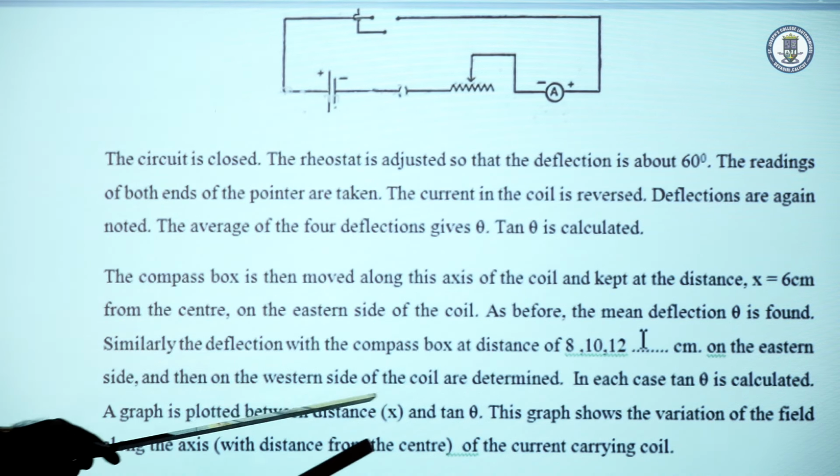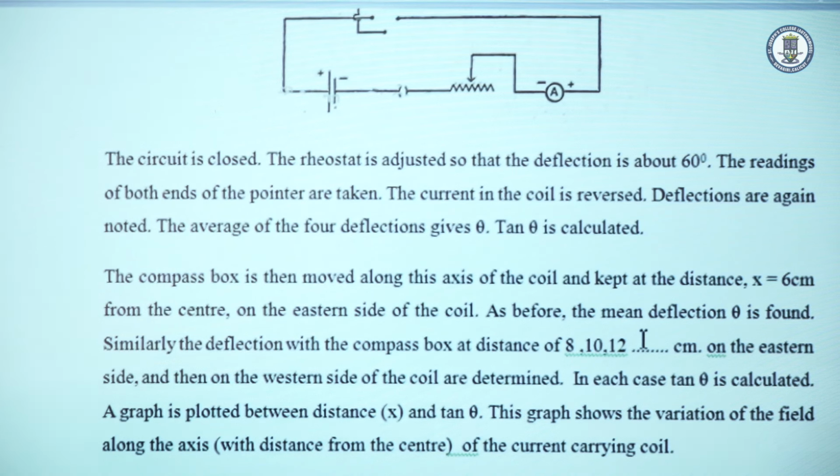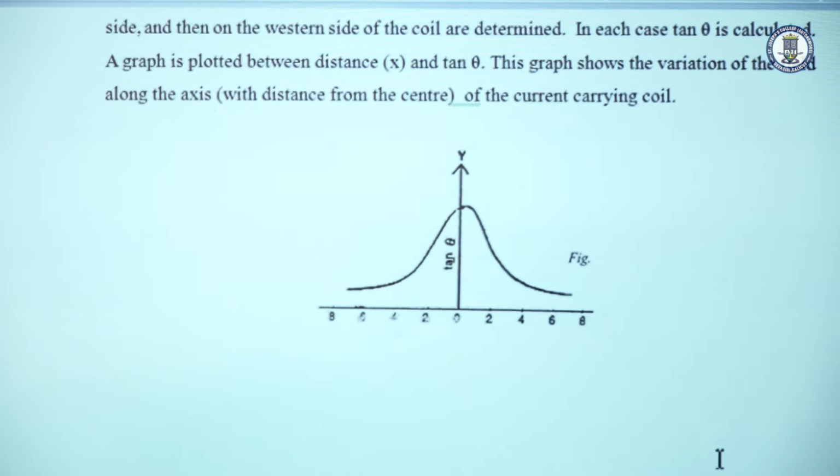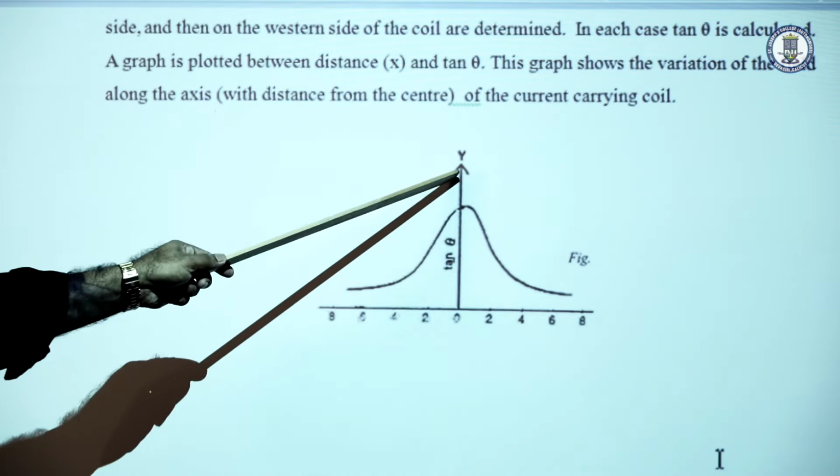Now we change the distance to another value, say 8 centimeter, 10 centimeter, 12 centimeter, etc. Each time we obtain all the 8 deflections, 4 on the eastern side and 4 on the western side. The mean is calculated and tan theta is calculated. Now you can plot a graph between the distance and the tan theta value, and that graph gives the study of the variation of magnetic flux density in a circular coil apparatus. So that is the nature of the graph that we are supposed to get, the distance versus tan theta graph.